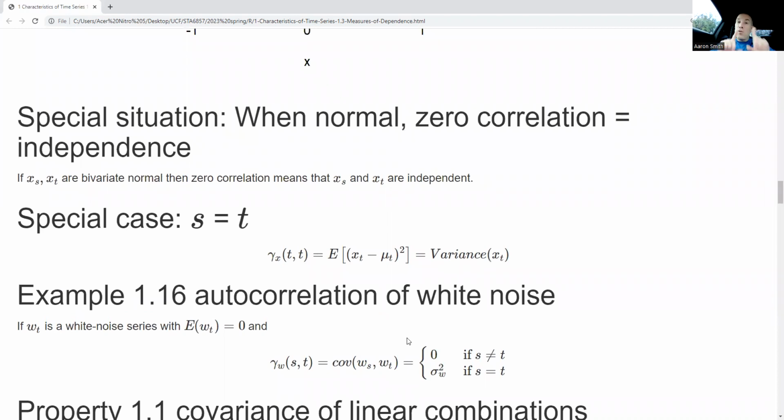All right, now there is a special situation. When I'm dealing with multivariate normal, 0 correlation does mean independence for us. So if I have multivariate normal and 0 covariance, 0 correlation, then we have, in fact, independence. But we have to have that normality be true. Otherwise, it doesn't make sense. Now, if I look at my covariance in the situation where both points in time are the same, then this will be, in fact, the variance of my time series at that particular time.